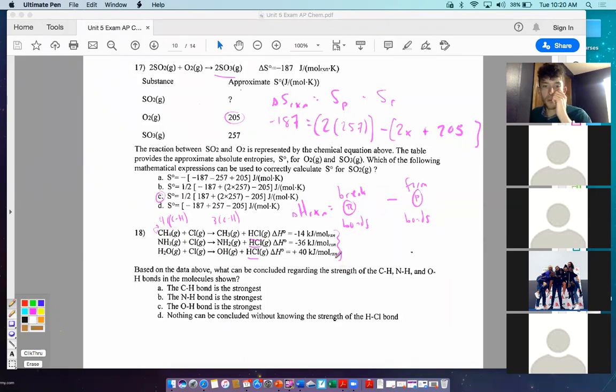Right away I can conclude that the oxygen-hydrogen bond must be the strongest, because this reaction is the only one that is overall endothermic. Because I am overall breaking 1 oxygen-hydrogen bond, this gives me information about how strong that bond must be. In this reaction I'm putting energy in to break just one of those bonds, and that requires the largest amount of energy to be put into the system. So 18 is C.